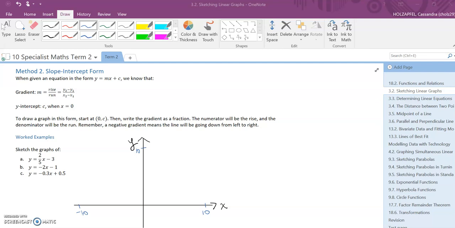Hi guys, welcome back. So what we're going to be looking at today is sketching linear graphs in slope-intercept form.